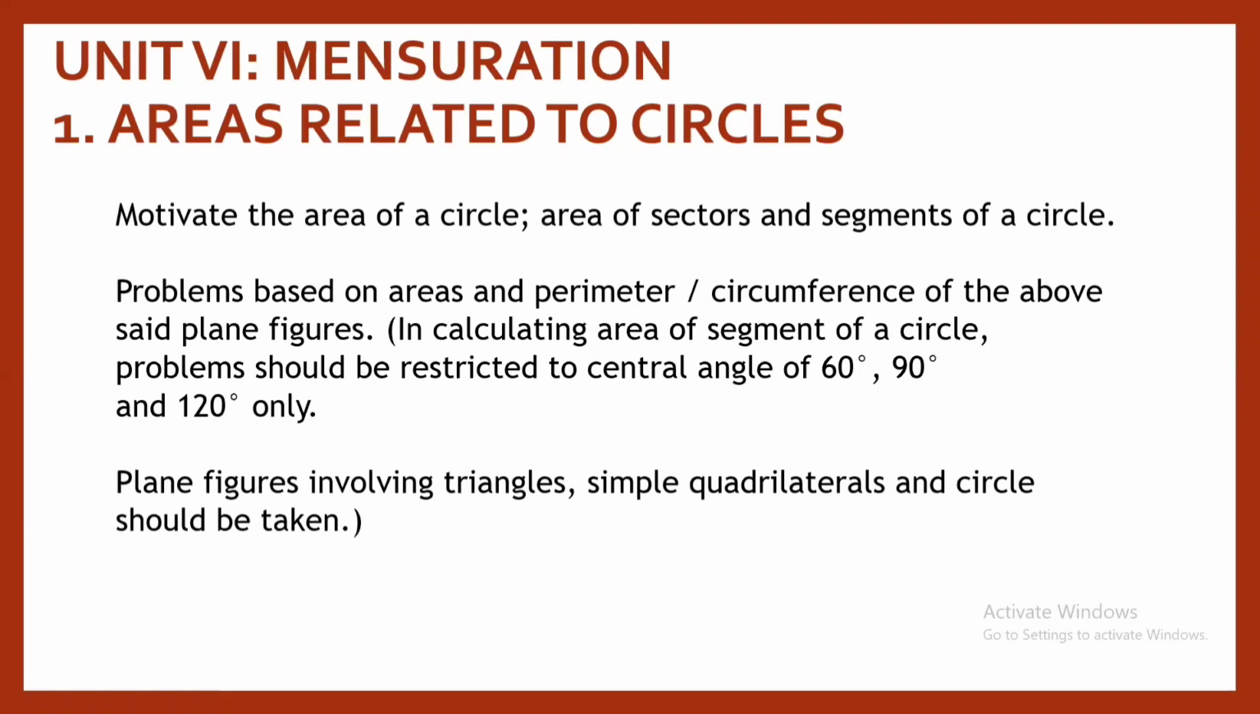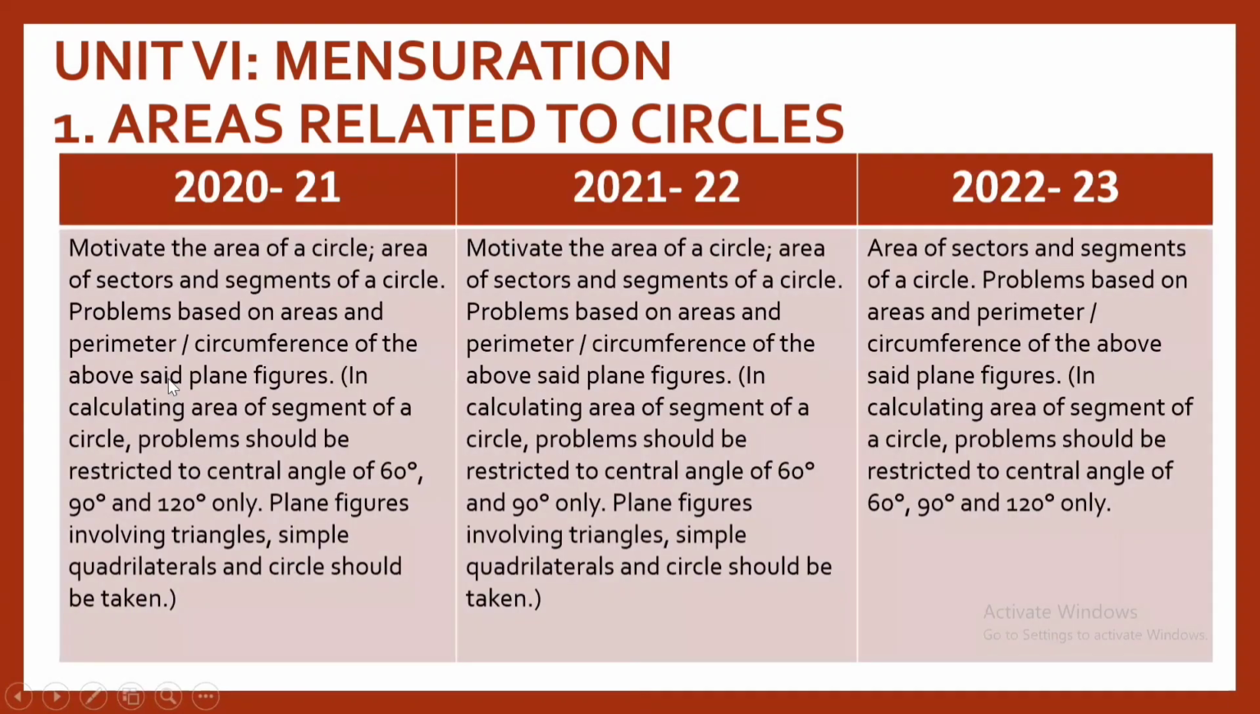Unit 6 of mensuration. Again, there are 2 chapters. Number 1, areas related to circles, wherein the syllabus was: motivate the area of a circle, area of sector, segments of circle, problems based on areas and perimeter, circumference of the above set plane figures. Then in calculating area of the segment of the circle, problems should be restricted to central angles of 60, 90, and 120 only. And plane figures involving triangles, simple quadrilaterals, and circles should be taken. So this was the syllabus earlier.